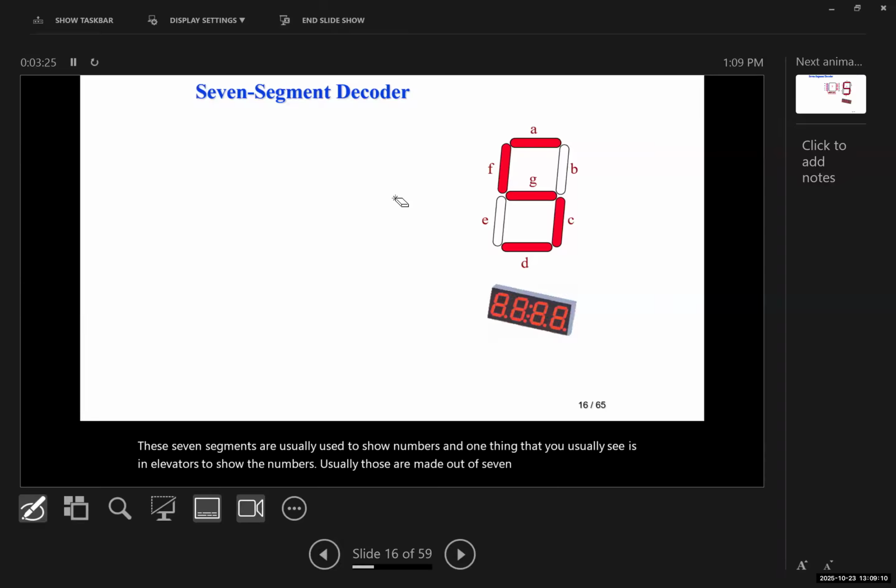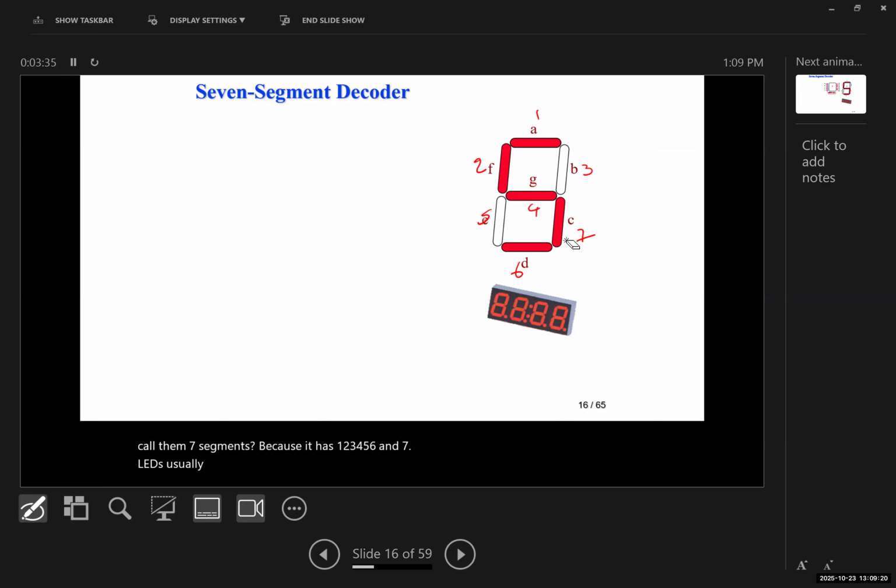So why do we call them 7 segments? Because it has 1, 2, 3, 4, 5, 6, and 7 LEDs, usually 7 segments. That's the reason we call it 7 segments. And we label them A, B, C, D, E, F, and G.